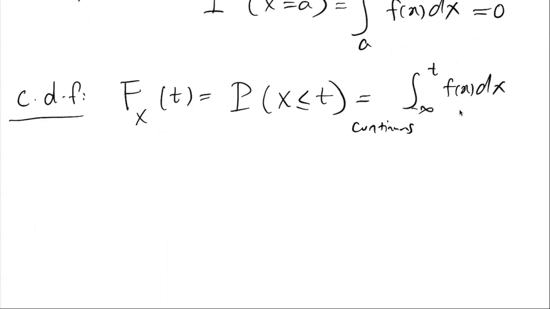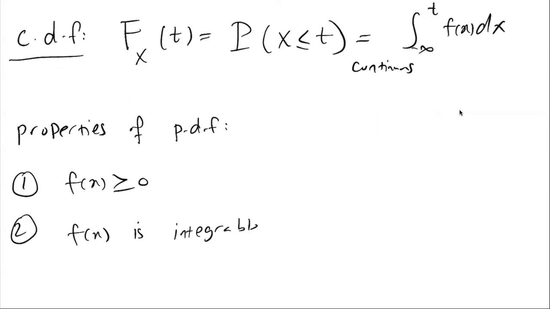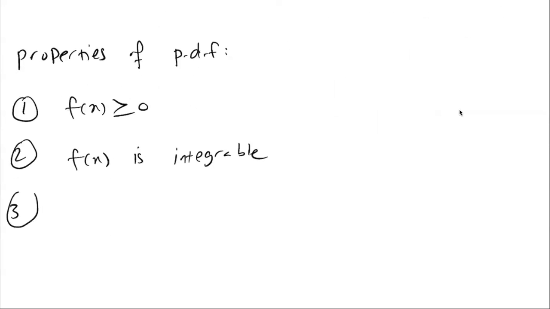And we also looked at properties of the PDF and some properties of the CDF. So the important properties of the PDF were that, first of all, f of x should be non-negative, and f of x must be integrable. And the whole integral must be 1.